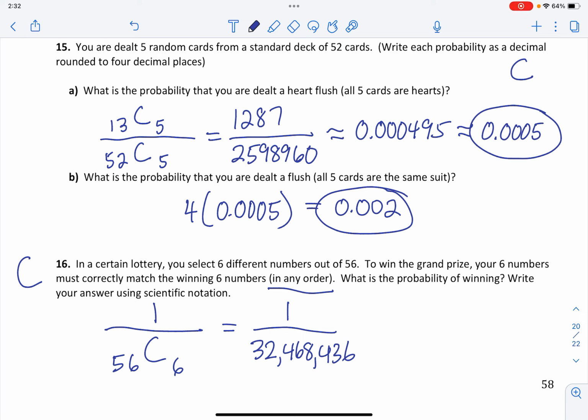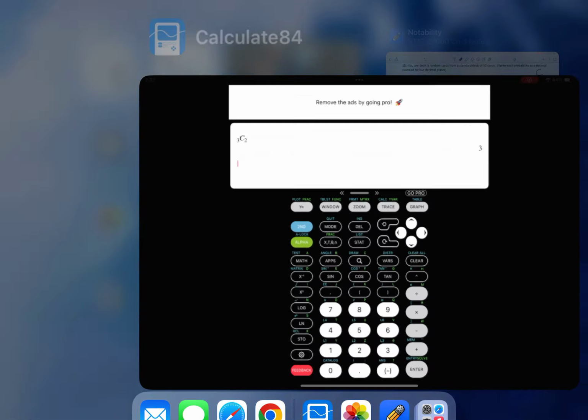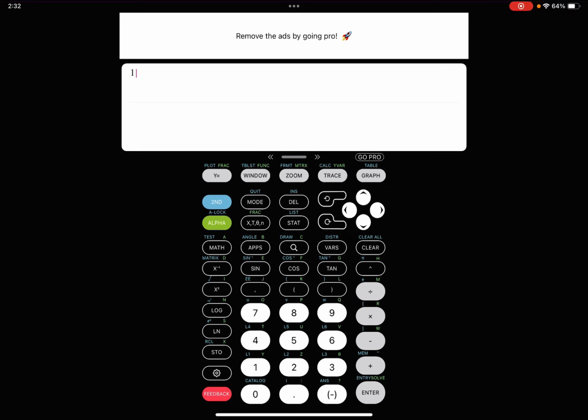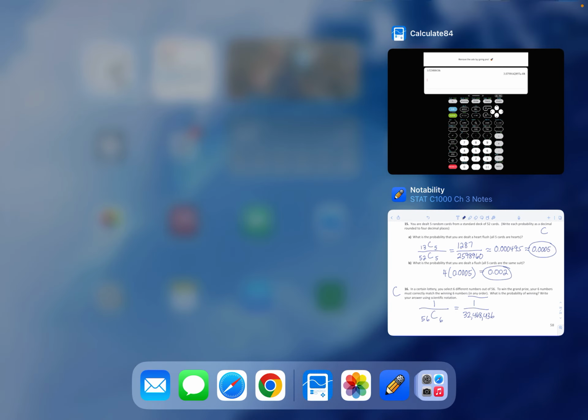Ooh, this one says write your answer in scientific notation. So recall scientific notation. Sometimes your calculator will give you the answer in scientific notation. Let's just do this in my calculator and see what it gives me. So I'm going to do 1 divided by 32,468,436. Yeah, it does give it to me in scientific notation. You see that E -08? That just stands for times 10 to the -8th power. So scientific notation would be 3.08 times 10 to the -8th power.